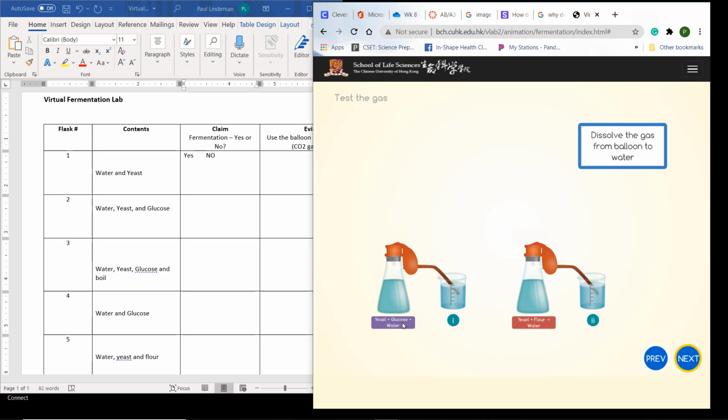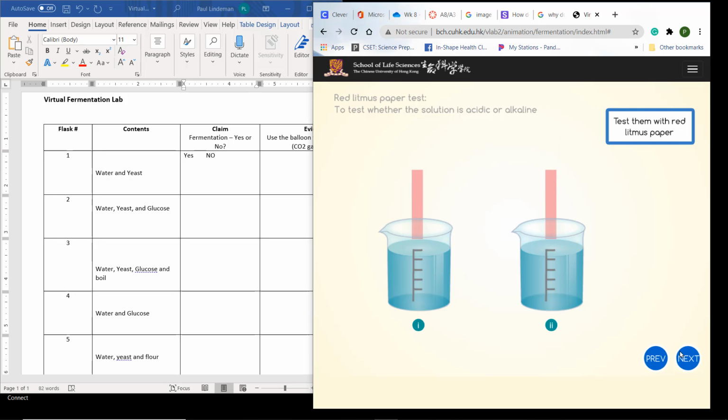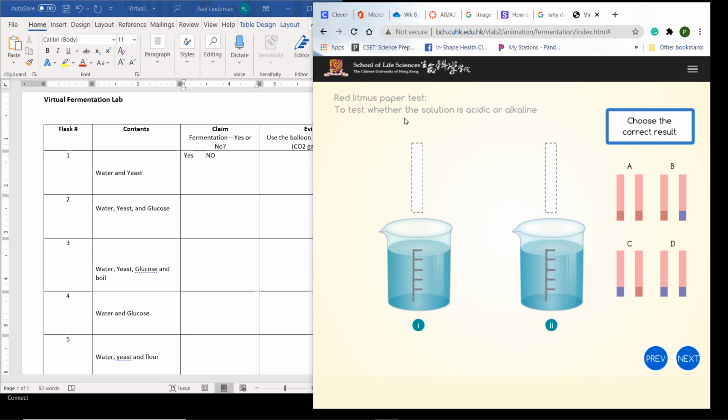So what we do is we take flask 2 and flask 5 and we push the gas through just regular water. So we're dissolving the gas from the balloons into regular water for these two flasks, 2 and 5. And then what we're going to do is a litmus test. So we're taking red litmus paper, and red litmus paper will stay red in an acidic solution, and it'll turn blue in a basic solution, right? So we're supposed to guess which one it is.